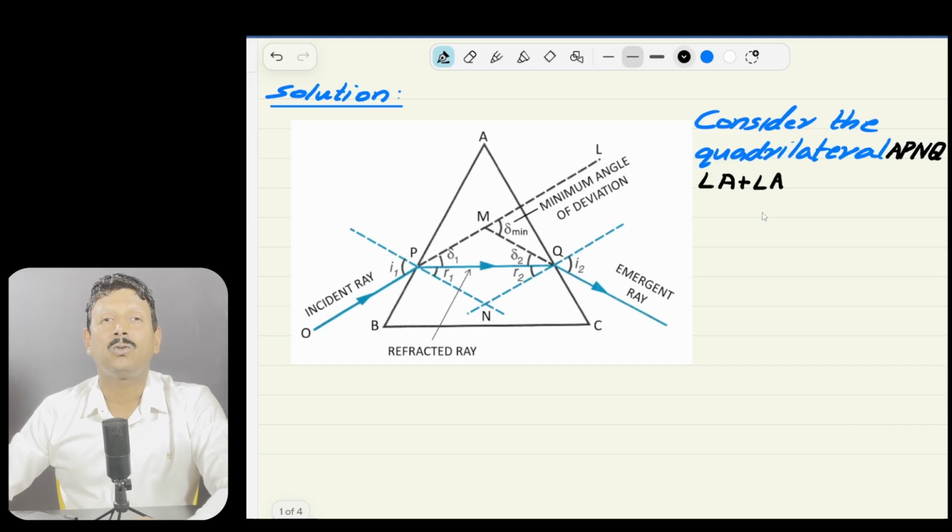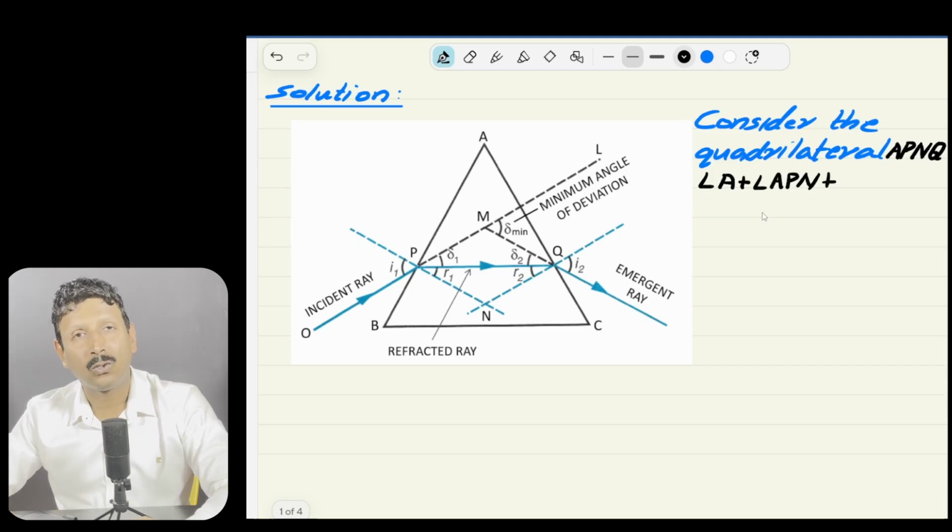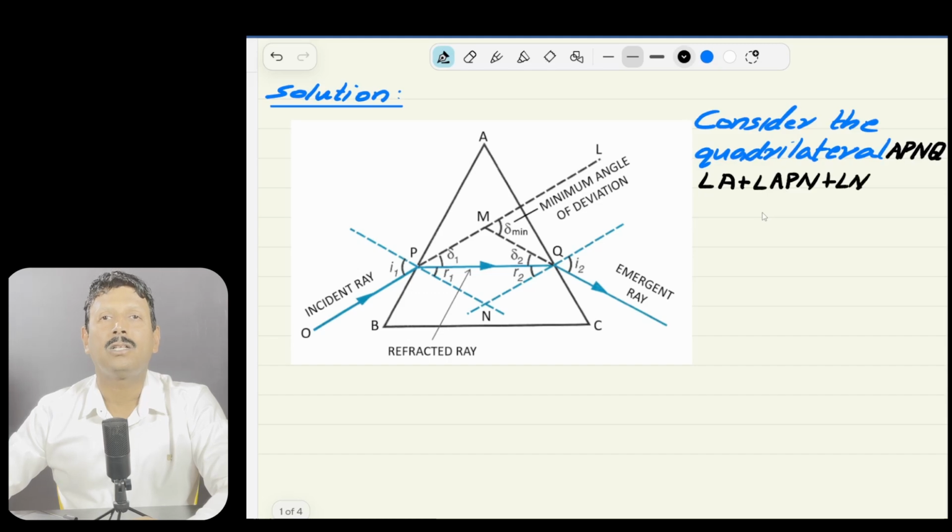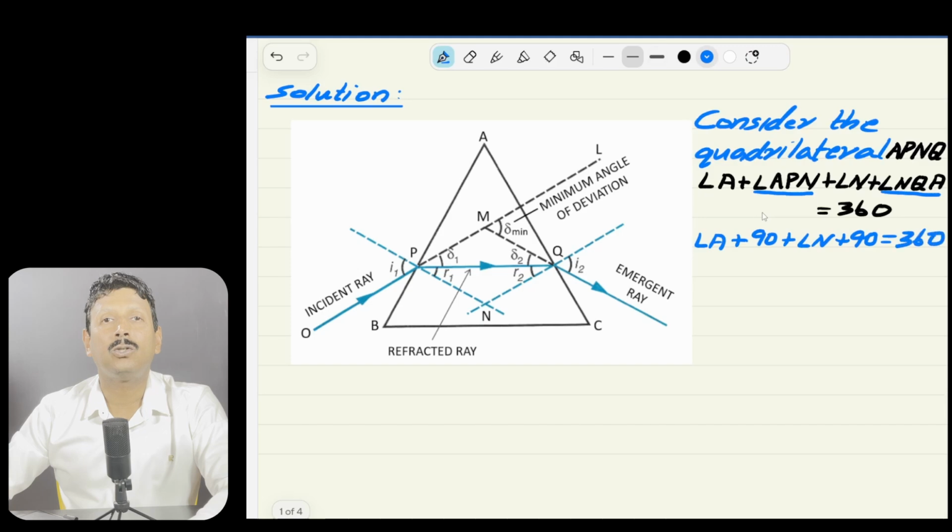And we are going to consider one quadrilateral and 2 triangles. From there we will write. So here consider the quadrilateral APNQ. Look into the diagram, okay? You know that the quadrilateral total angle is equal to 360. So write the angle sum property. Angle A, that is on the top, plus angle APN plus angle N plus angle NQA is equal to 360. Here you know that there are 2 normals, left side and right side, the green colour one and blue colour one. So 90 degree, 90 degree.